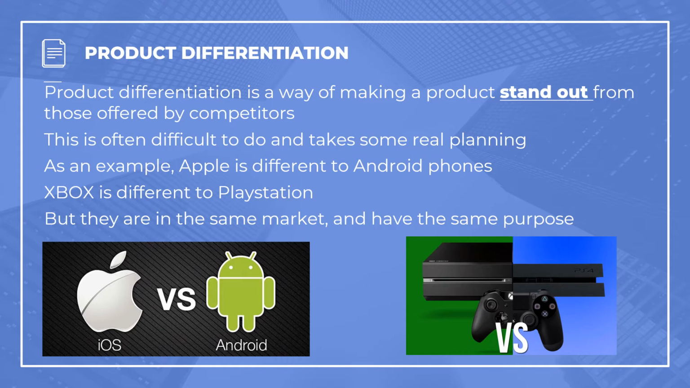The best examples and most well-known examples I can think of are that Apple phones are very different to Android phones, and Xbox is different to PlayStation. But both of these examples are in the same market and have the same purpose, as in Apple phones and Android phones are to do the same thing, and Xbox and PlayStation are both to play games.